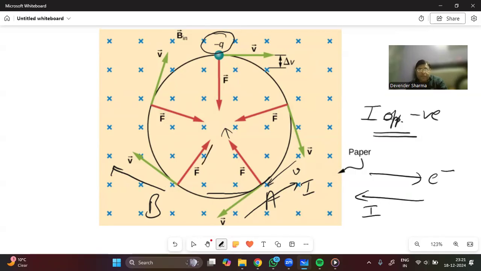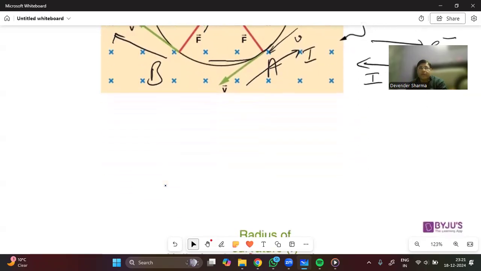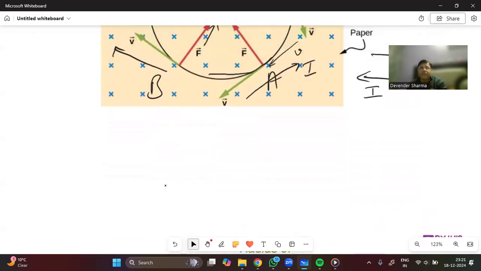So the current will be coming again in the downward direction, and the force is coming in the upward direction. So you can see the force is going inward. Similarly, when it reaches this point, the force will be inward. So ultimately, what will happen? It will form a circular motion. And whenever any body is moving in a circular form, a force comes into play, which is called the centripetal force. And this centripetal force will be balanced by BQV.